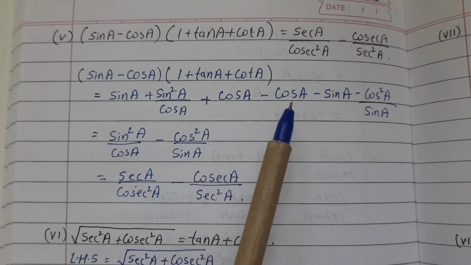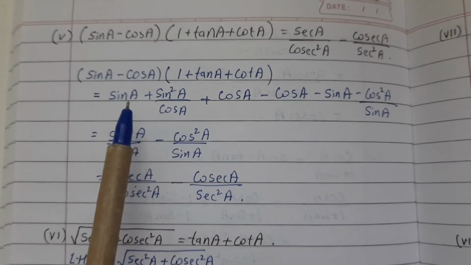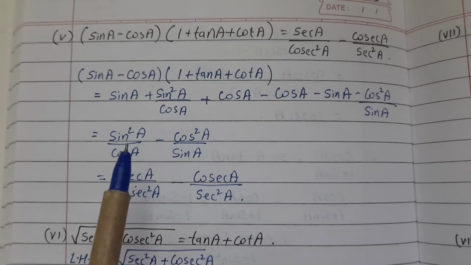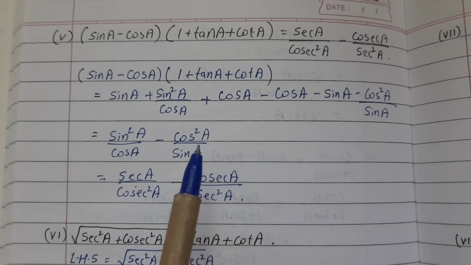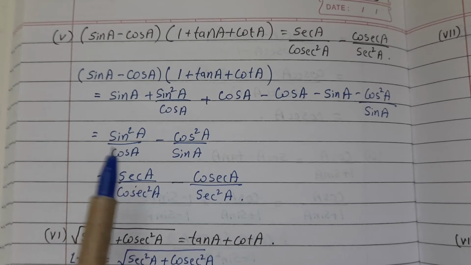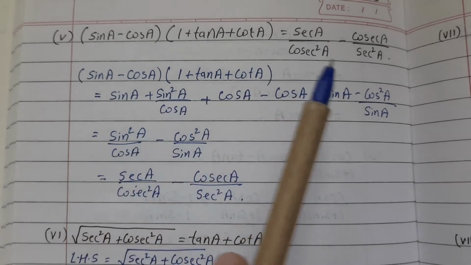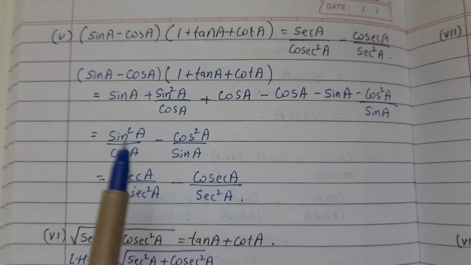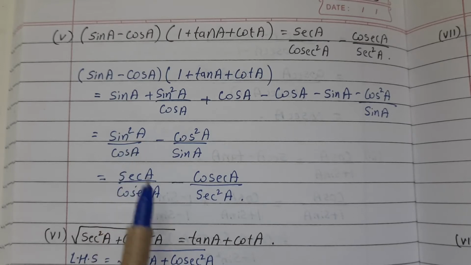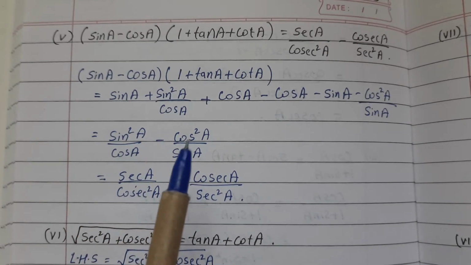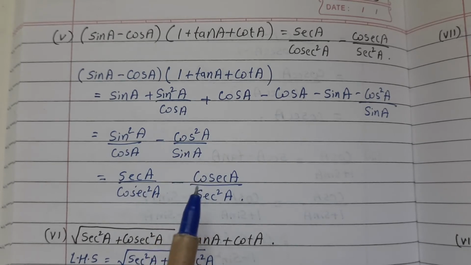Cos A cancel each other, sin A cancel each other, remains sin square A upon cos A minus cos square A upon sin A. LCM of no LCM. Here we have the right hand side, so we will just inverse: sin square A is 1 upon cosec square A, cos A is 1 upon sec A, equal to sec A upon cosec square A minus same here, cosec A upon sec square A, equal to right hand side.